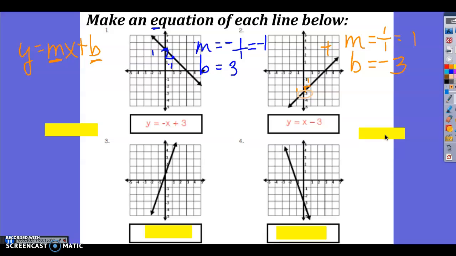Go ahead and look at the next two and see if you can make the equations. Hit pause when you're ready, and hit play when you are ready.